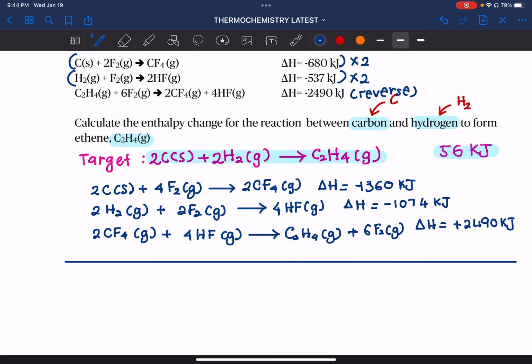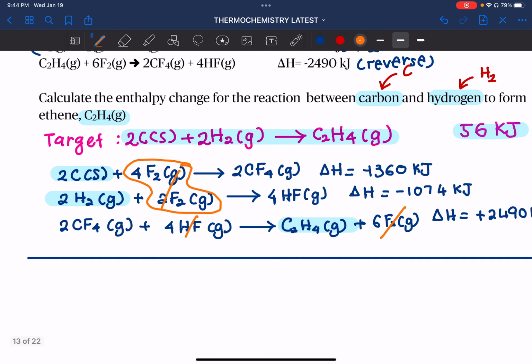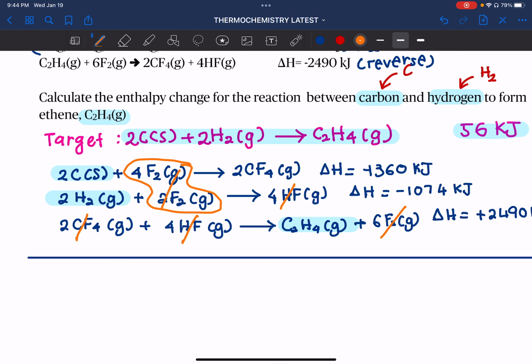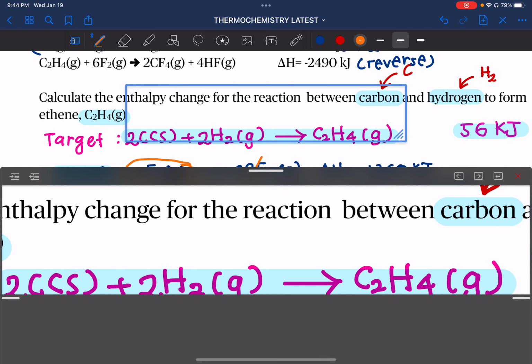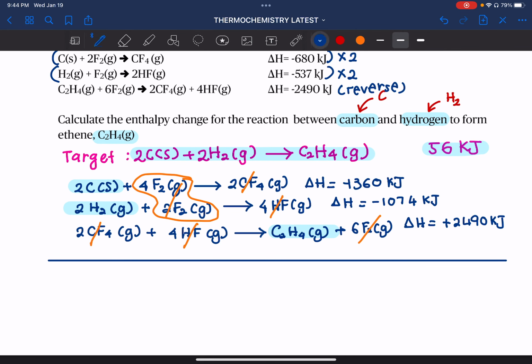Okay, let's check. Okay, marilah kita check betul ke equation kita. Tengok target kita ada 2 carbon. We have 2H2 and we have 1 mole of C2H4. And kita try cancel out. Let's try cancel out. Okay, this one. Molekul yang sama, fluorine. So, reactant, 6 fluorine. We can cancel with this one. 4HF can cancel. 2CF4 also can cancel. Sorry. So basically that's how we check our answer lah.